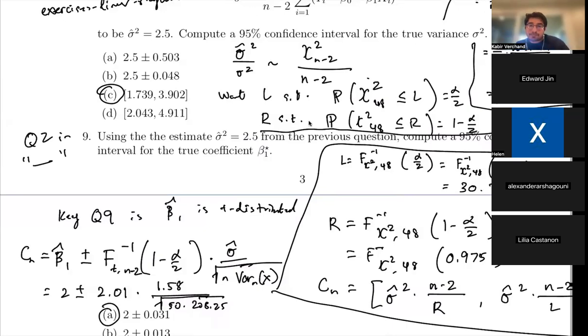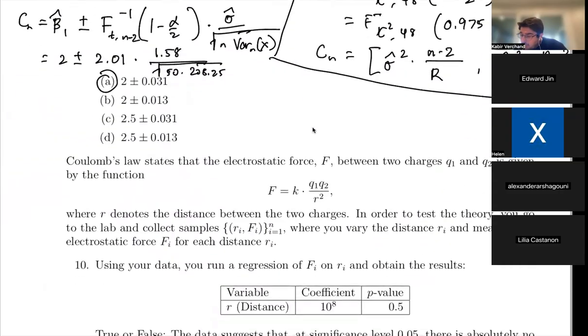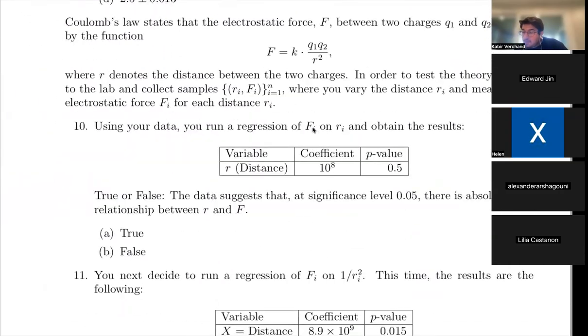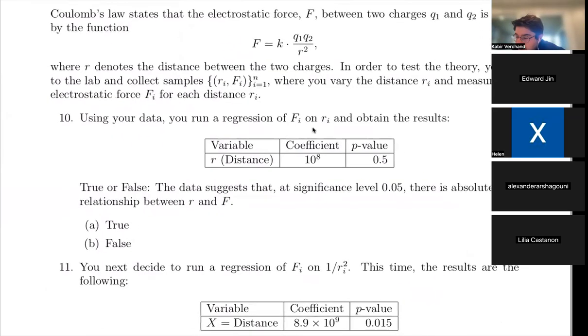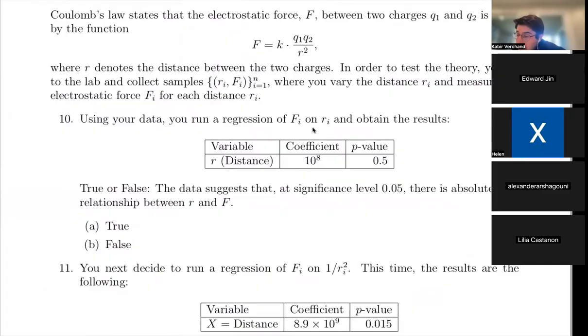Okay, cool. So let's move on to the next block of questions. So this is about some physical law, which we don't have to know anything about. So the question is the following. There's some physical law, Coulomb's law, which states that the electrostatic force between two charges is given by the function F equals K times Q1, Q2 over R squared.